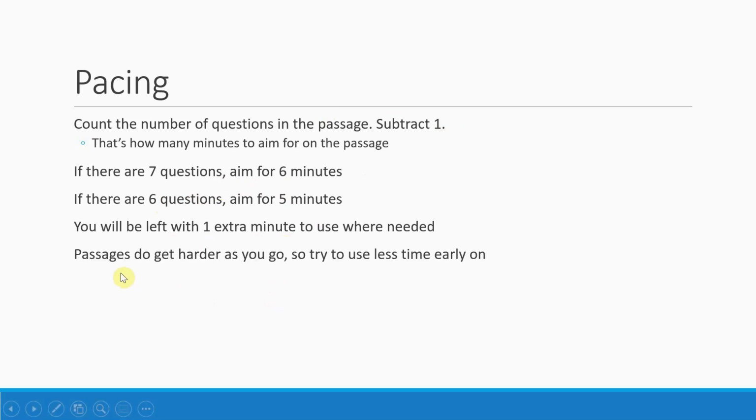Do keep in mind that passages are going to get harder as you go, so this is a rough estimate. Try to use less time early on because you're going to need it more on those harder ones, most likely. There's also that text-only passage that might take a little bit longer depending on what your strengths and weaknesses are. So you'll have to learn to kind of balance that time.